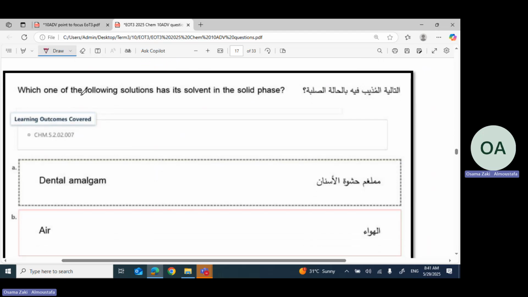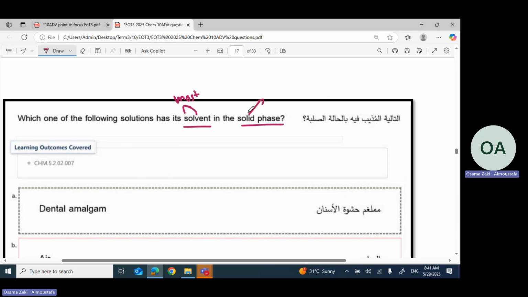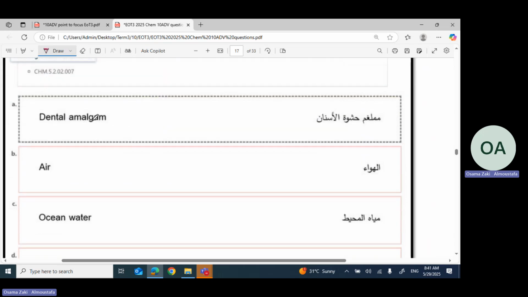Here, in which one of the following solutions is the solvent solid? The solvent is the most abundant. So it should be solid. I don't remember, it was dental amalgam, but it's mentioned in the table, as you'll see now. Here, we have air. Air is made up of nitrogen gas and oxygen gas and the rest of gases. So this is 78%, this is 21%, and these other gases are 1%.